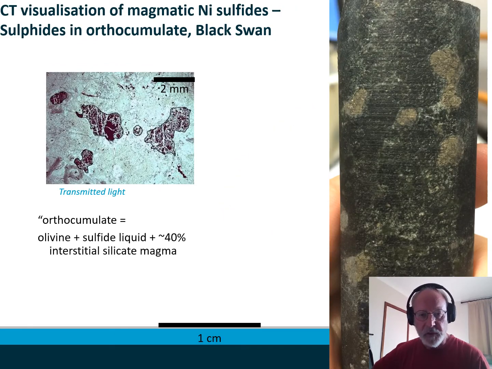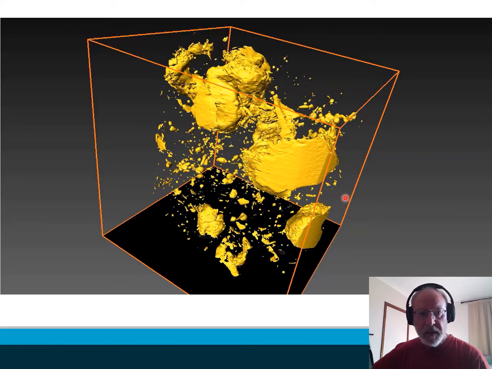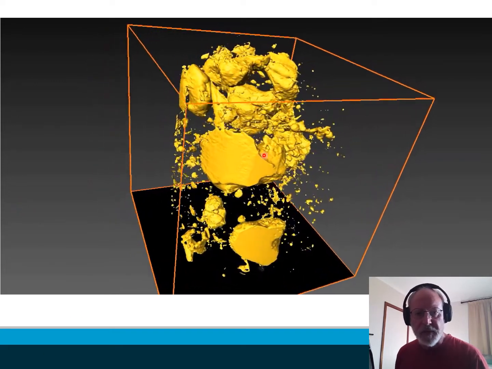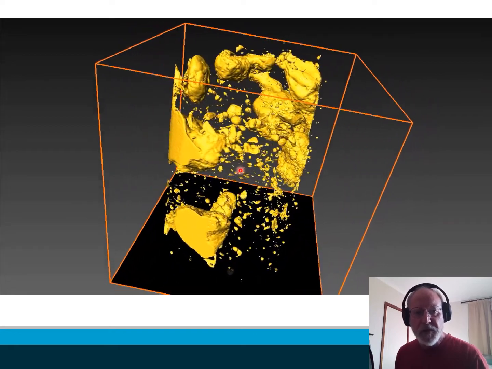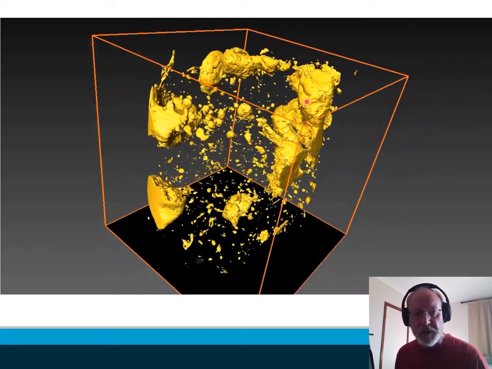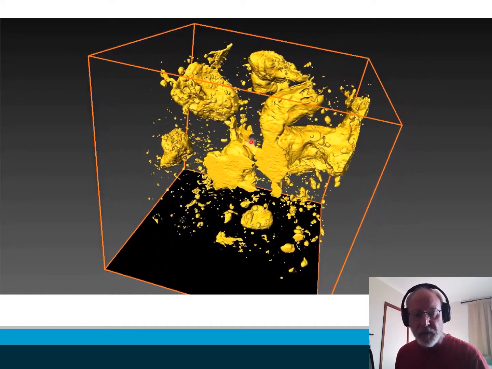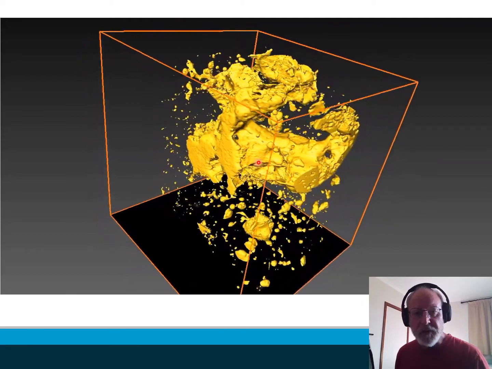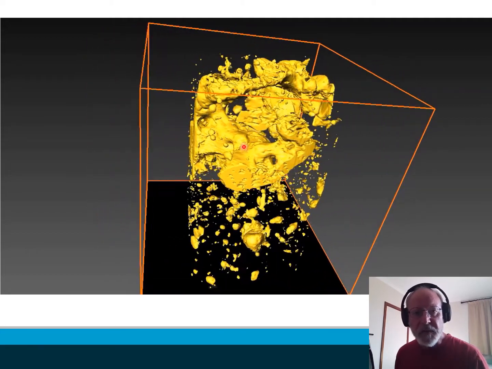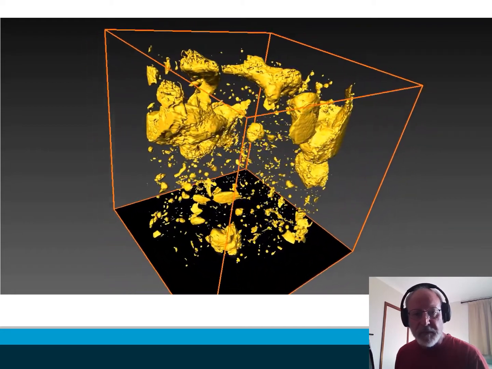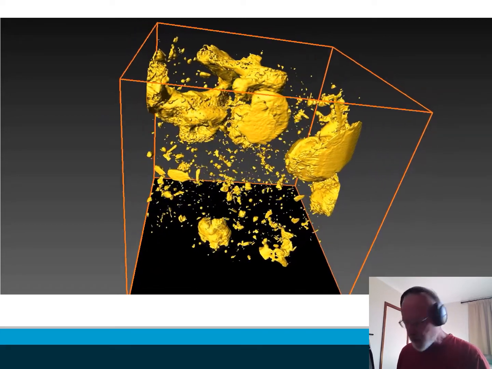Now this is an orthocumulate. The things you can see here are the sulfide globules, and the black stuff there are the olivine crystals. And if we look at that in 3D, we see that now these look quite a lot different. The sulfide's now showing up in these yellow shapes, and you can see that they're spherical or subspherical or blobby lumps of sulfide, which are not interconnected with one another. And if you look really closely, you'll see that the smaller they are, the more spherical they are. You see there's a few of them in here. These little tiny ones are almost perfectly spherical in shape. And what you're seeing there is the effect of surface tension.